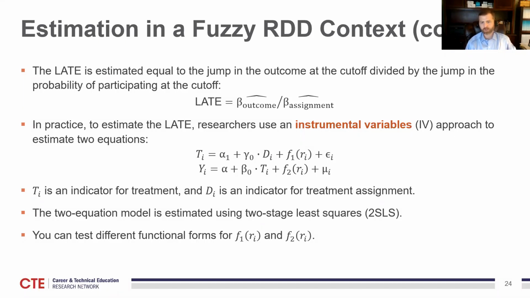And, sort of like the global strategy, you could test out different functional forms here of that function, those functions f1 and f2. And again, in practice, a lot of this will be sort of automated by the types of statistical programs that you would use.